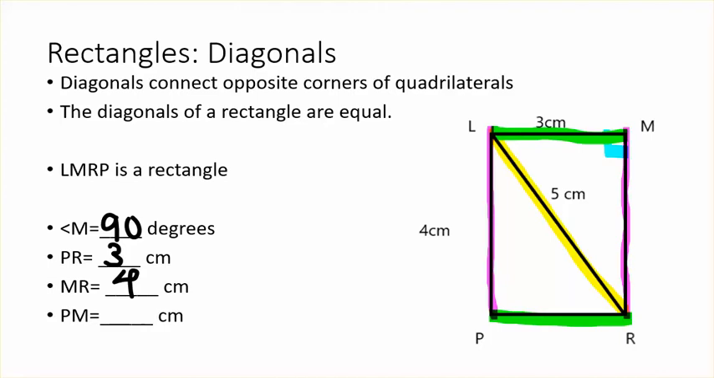And finally, we're looking for the length of PM. You'll notice PM is not drawn. That's a diagonal. I can draw to connect corner P to corner M. It should be a straight line. Forgive my drawing. We know that the diagonals of a rectangle are equal. So we were told that the first diagonal was 5 centimeters. That means that our other diagonal, PM, is also 5 centimeters.